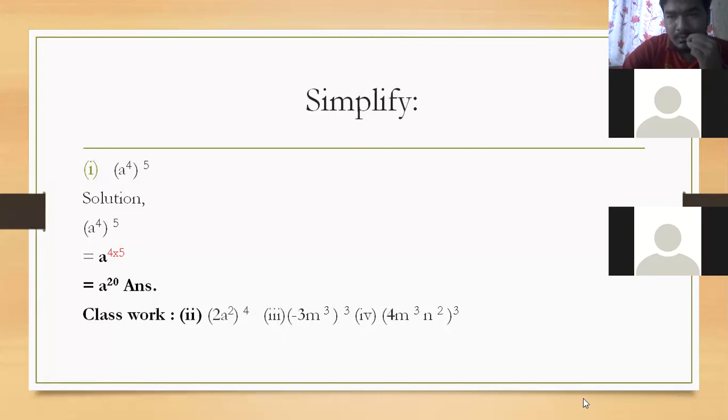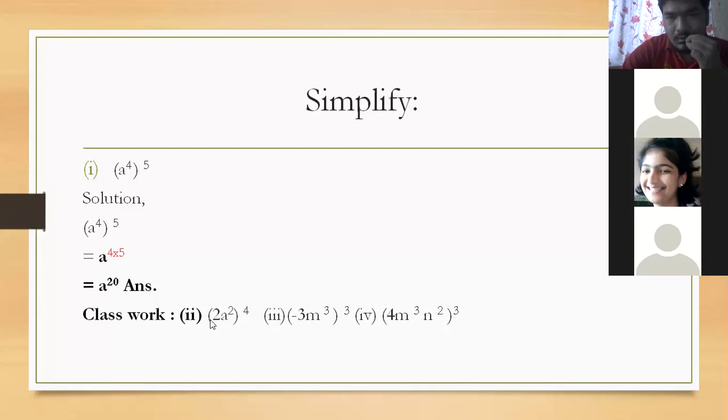Sir, a to the power 8. Power and whole power will be multiplied. No 6, okay? 2 and 4 will be multiplied, okay? And let's do this 3 number. Minus 3 will be multiplied 3 times. Minus 3 power 3, minus 3 into minus 3 into minus 3, minus 27 it will be. And sir, minus 27.